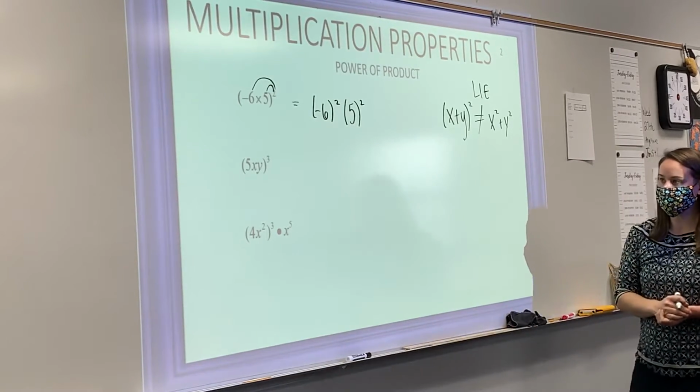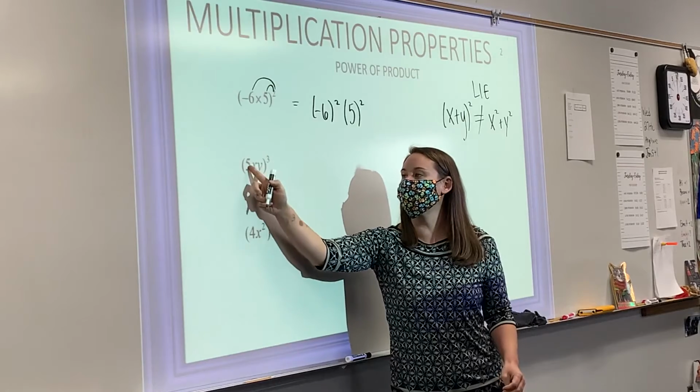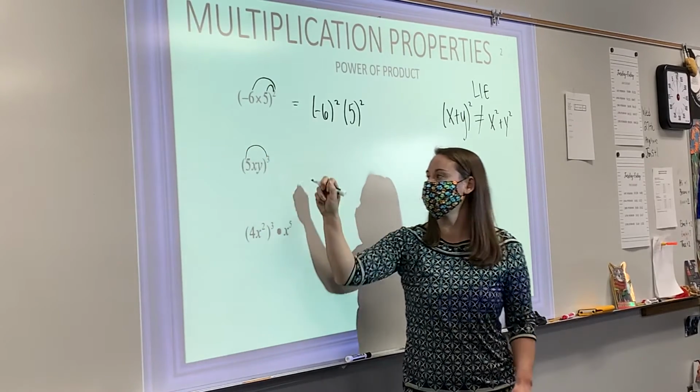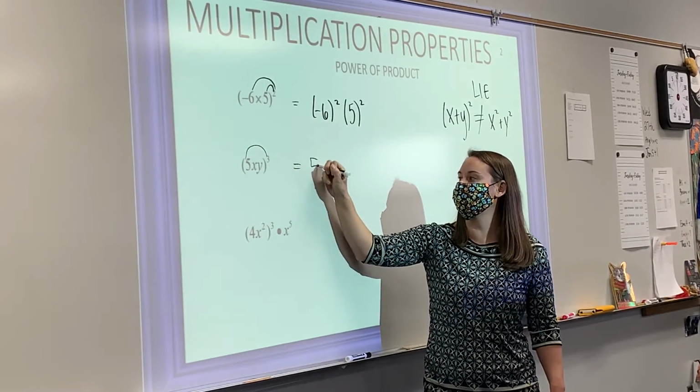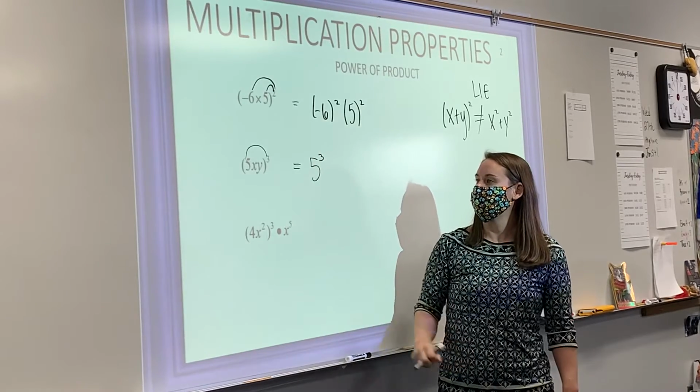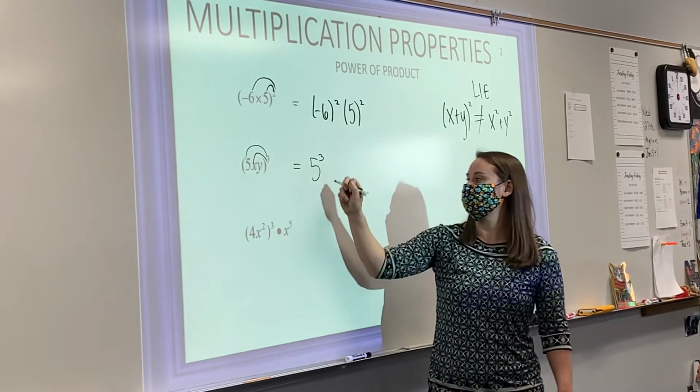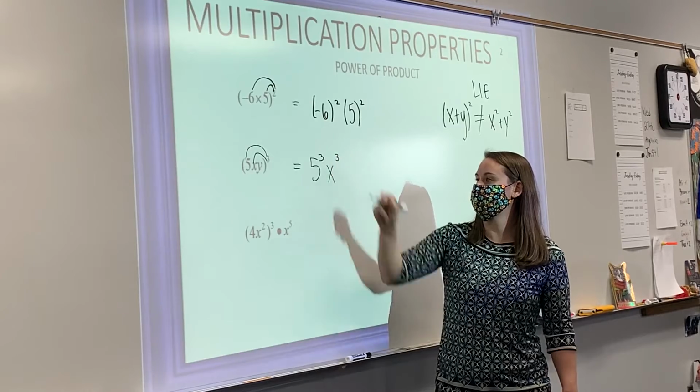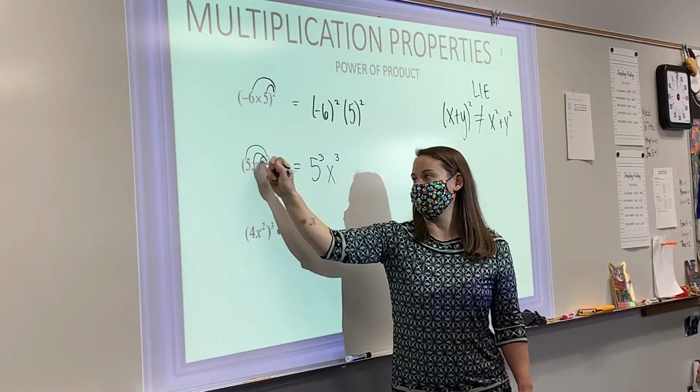Okay, this next one here would be a 5 cubed. See how I have to do it with everything? So that's going to be equal to a 5 cubed. And then the 3 hits the x, and that would be an x cubed. And then that would be a y cubed.